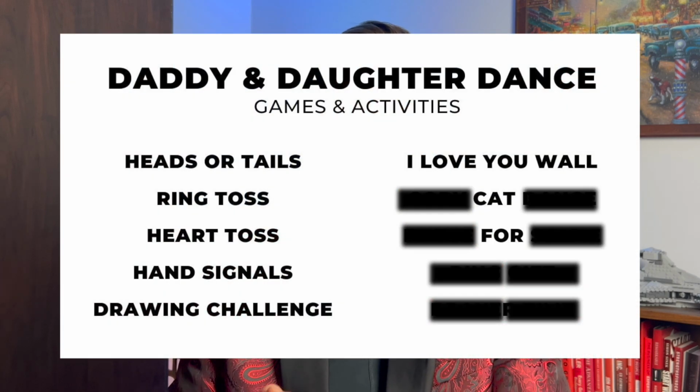Number 6 is an I love you wall. This would be a wall with a bunch of posters on it, or one giant poster, or one giant piece of paper, and you can have them either paint or color a picture or simply write something they love about each other. So dads would write something that they love about their daughters. Their daughters would write or draw a picture about something that they love about their dad. So then you would leave it open all night long, and you can call it out throughout the night, saying, hey, while you're having a snack break, make sure to stop by the I love you wall.